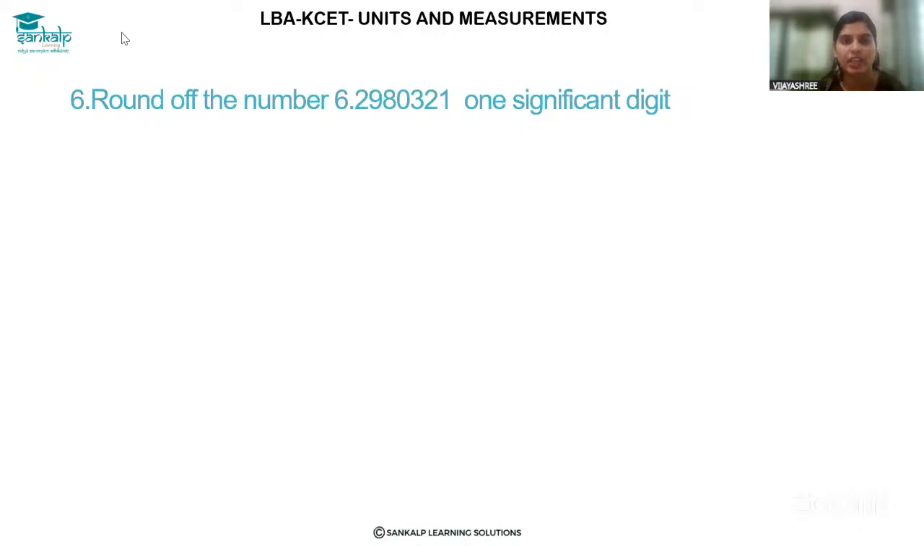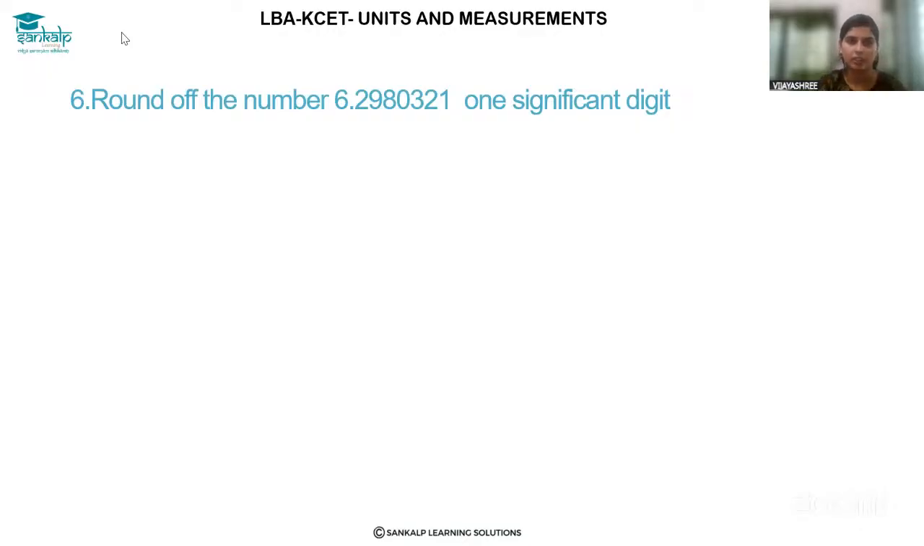I am Vijayshri. We are discussing Lba-Kcet questions of the chapter Units and Measurements. Let us look at the question number 6. Round off the number 6.2980321 to one significant digit.